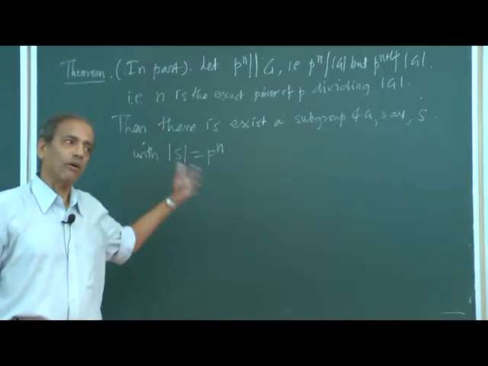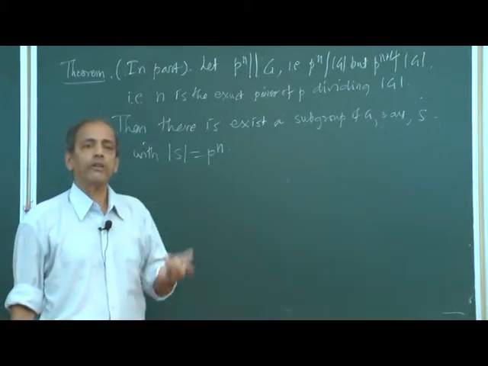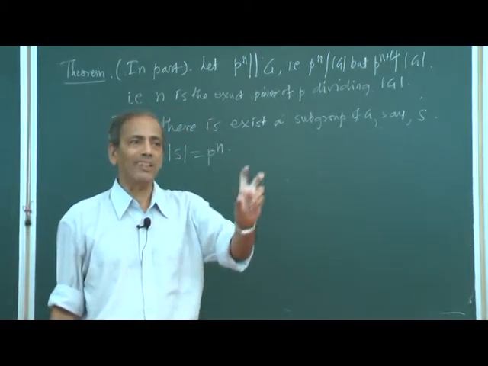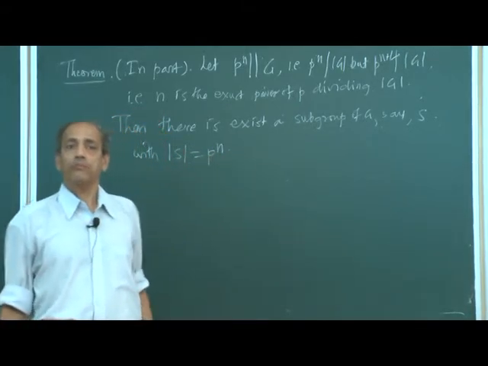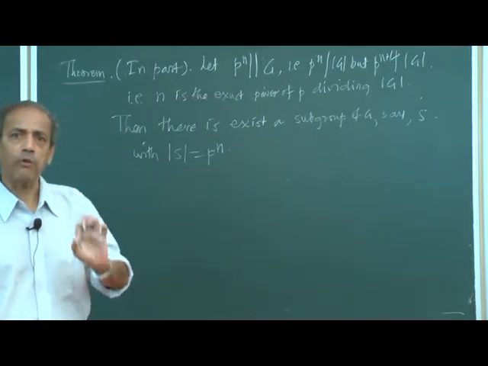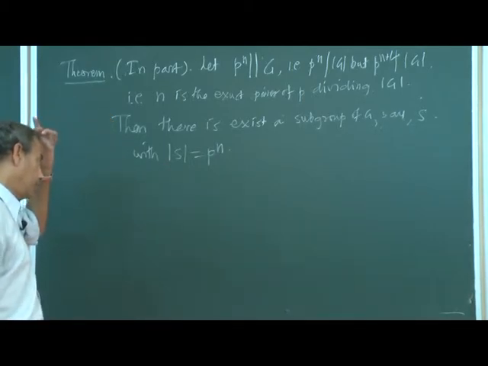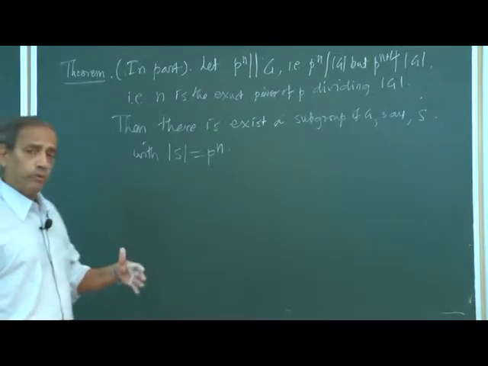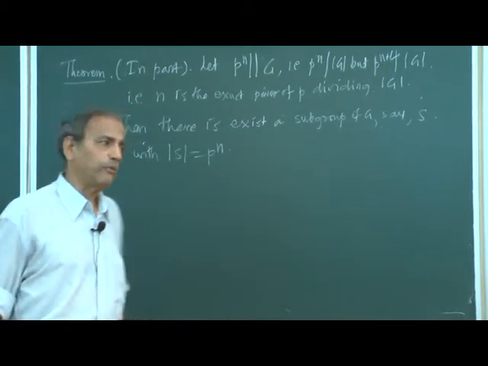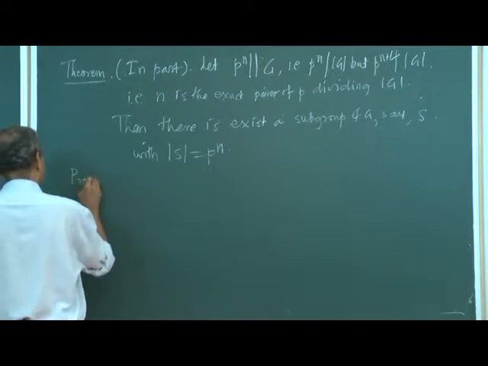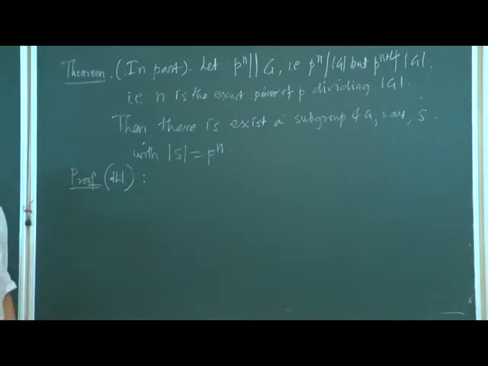So this is again a partial converse of Lagrange's theorem. That means if the group is of order 24, then 2 raised to 3 is the largest power of 2 dividing 24, and Sylow's theorem guarantees that there is a subgroup of order 8. There is also a subgroup of order 3, because 3 is the largest power of 3 dividing 24. We are going to give three proofs of this theorem. All of them are very important. Let me do them one by one. So, first proof.